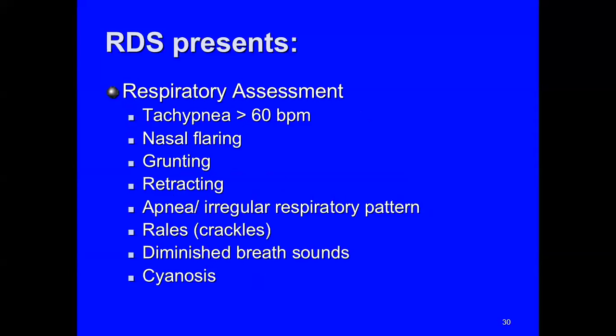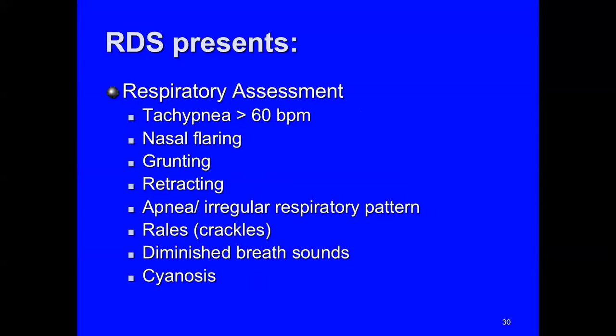Now we can diagnose a case of respiratory distress. The presentation includes the respiratory assessment. First of all, there is tachypnea, more than 60 breaths per minute. There are also nasal flaring, some grunting and rales, and retractions.